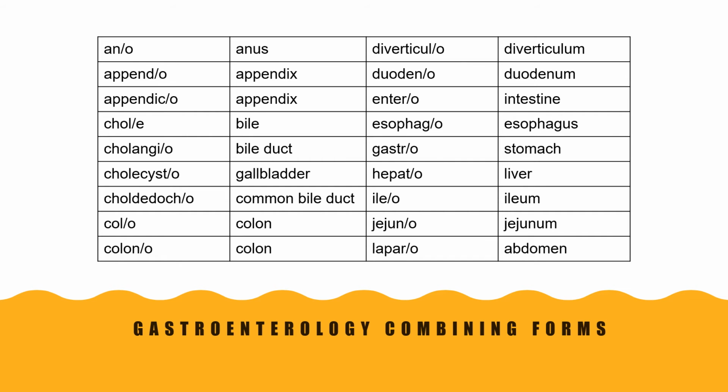Here are some gastroenterology combining forms that you'll need to know. Ano refers to anus, appendo and appendico refer to the appendix, chola refers to bile, cholangio, bile duct, cholecysto, gallbladder, choledocho, common bile duct, cholo and colono is colon, diverticulo refers to diverticulum, duodeno, duodenum, entero, intestine, esophago is esophagus, gastro, stomach, hepato, liver, ileo, ileum, jejuno, jejunum, and laparo, abdomen.